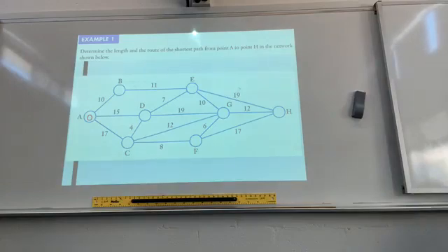The variation to this question is generally, you first work out the shortest path, and then you think about variation in the network. If something is broken down, for example, the path between D and G is not there, what would happen?